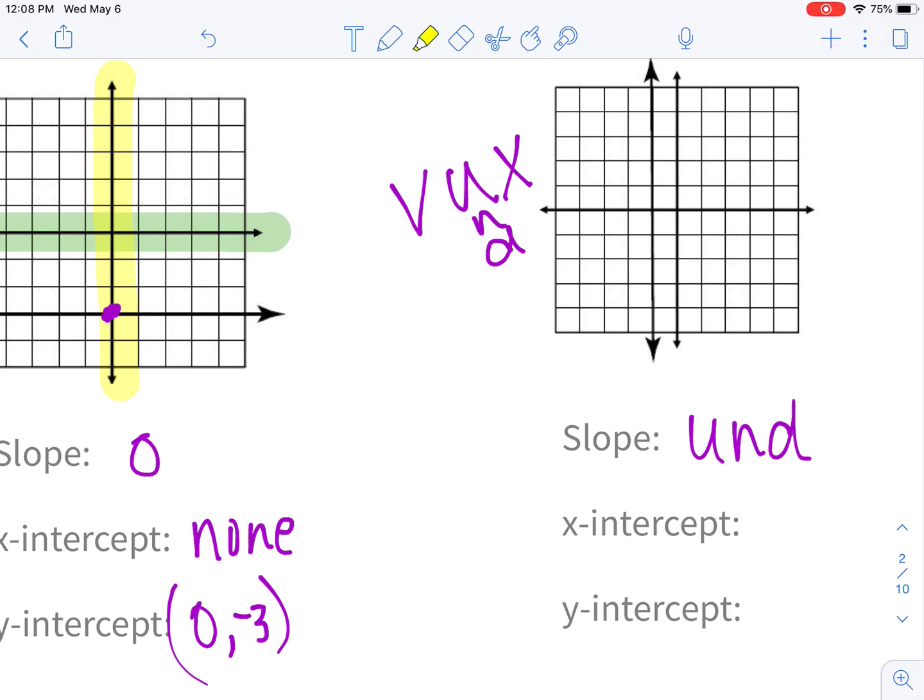Now, let's talk about its x-intercept. Do I have an x-intercept here? Oh yeah, unlike the last one, I actually do cross the x-axis, and I cross it right there at -1. So what I'm going to say is my x-intercept is -1, 0. Now, do I actually ever cross the y-axis? No, I don't. And so when that happens, again, I'm just going to put none.